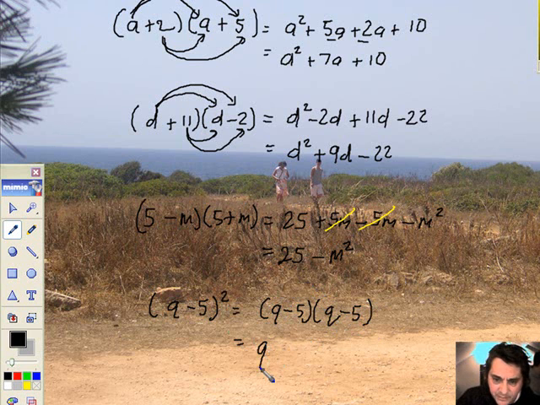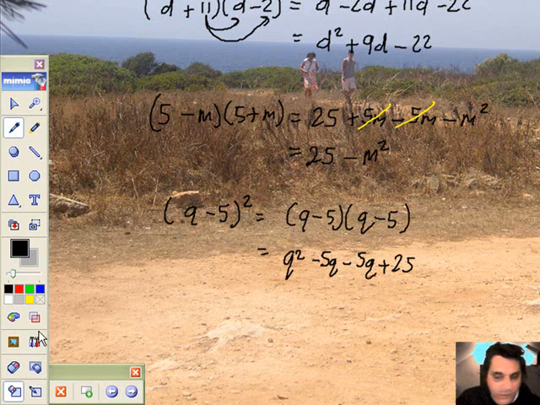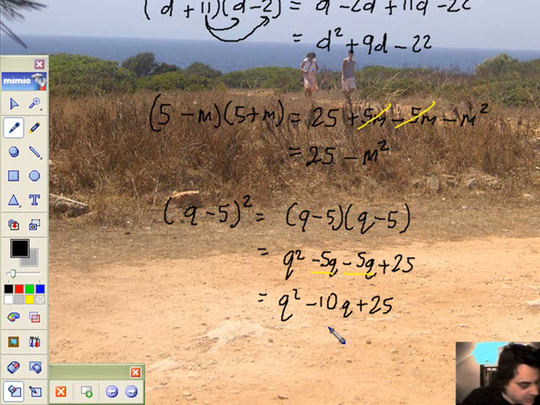Same again, q times q, q squared. Q times 5 is 5q's. Of course it's negative because it's minus there. Minus 5 times q, minus 5q's. Minus 5 times minus 5, what is it? It is plus 25, not negative 25. And I was about to get my yellow there, no need for it. Right, q squared. I've got minus 5q's minus another 5q's, altogether minus 10q's. And the last term at the end is the number 25, and that can't be simplified any further. I can't squash it anymore.